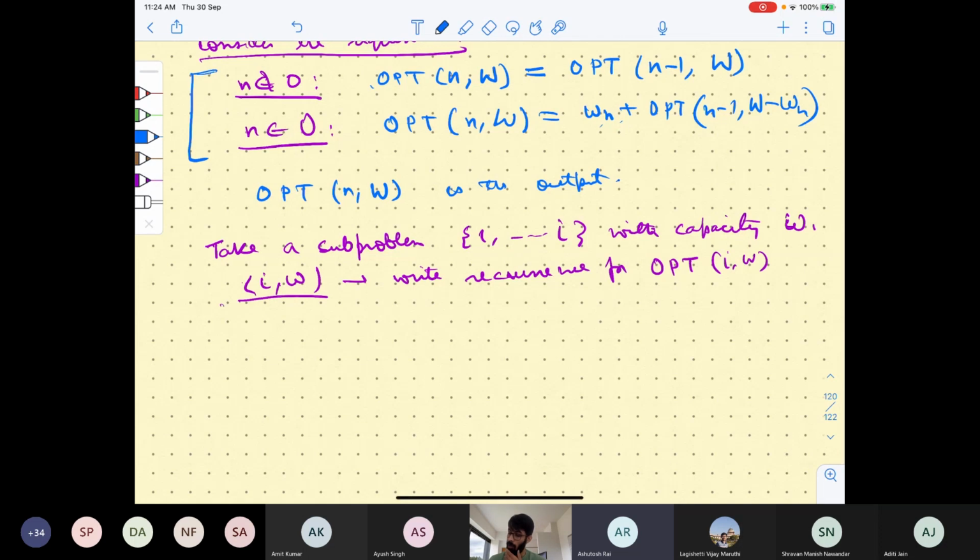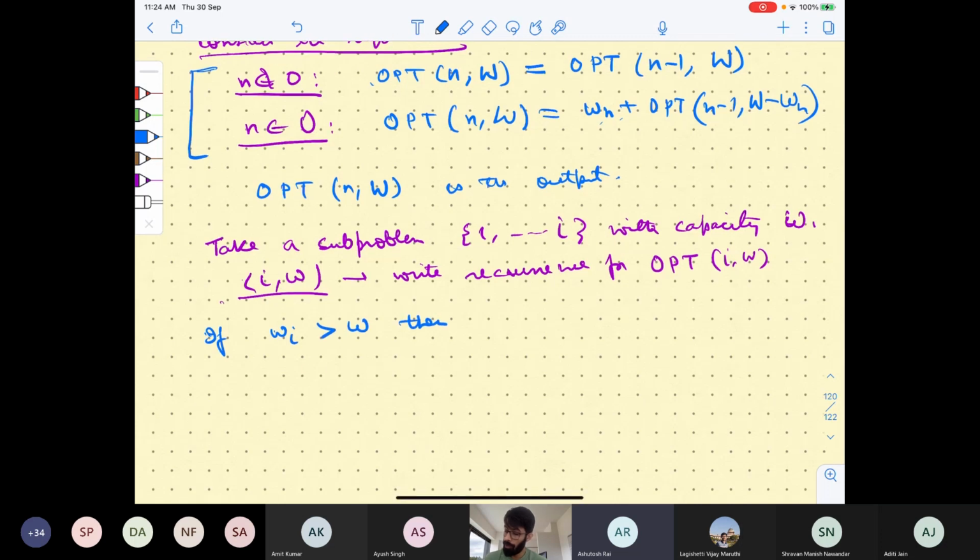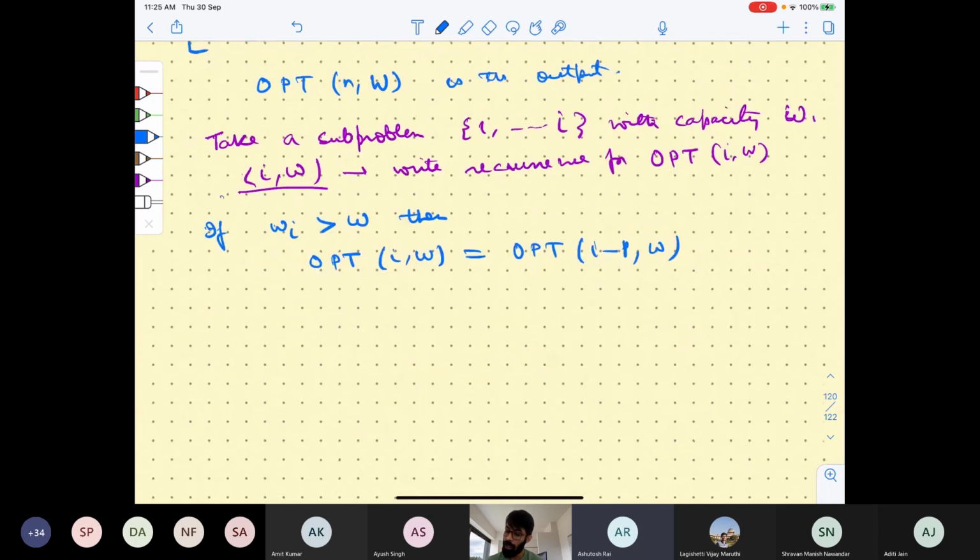So first we have to look at whether the weight of the request i itself is greater than W. If wi is greater than W, then opt of i comma W is what? Then i cannot be in the solution, so it is opt of i minus 1 comma W. Because in that case, i cannot be part of the solution, we don't even need to take the max with the other thing.